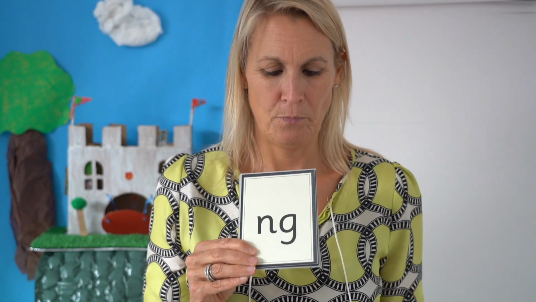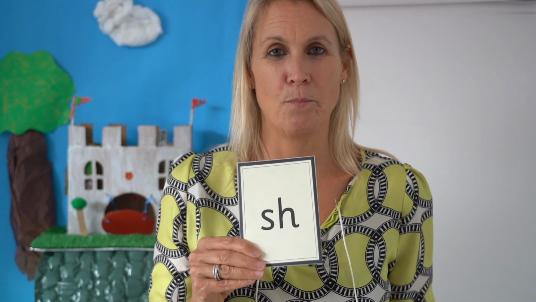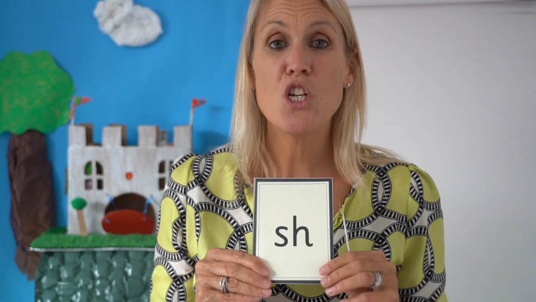A, air, sh. Now I'm going to mix them up. They're in a different order. I want you to read them aloud again. Are you ready? Off you go. Well done. Let's check you got them right. Read aloud with me. Air, R, I, E, U or A, sh.